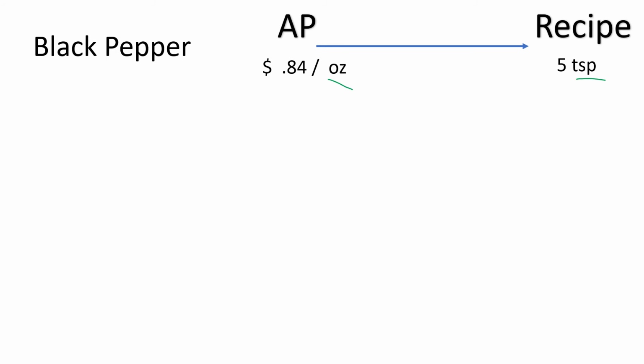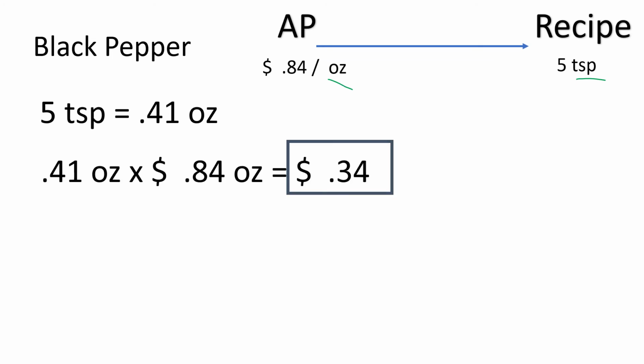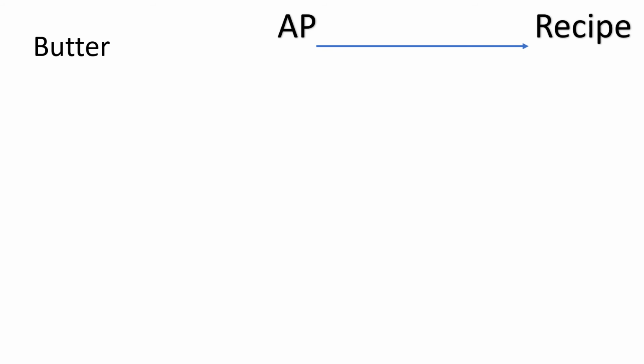So not even a half an ounce. So if my 5 teaspoons equals 0.41, and I already know that my cost is 84 cents per ounce, now I can just simply multiply. 0.41 ounces times 84 cents per ounce gives me a cost of 34 cents for my pepper. Butter.